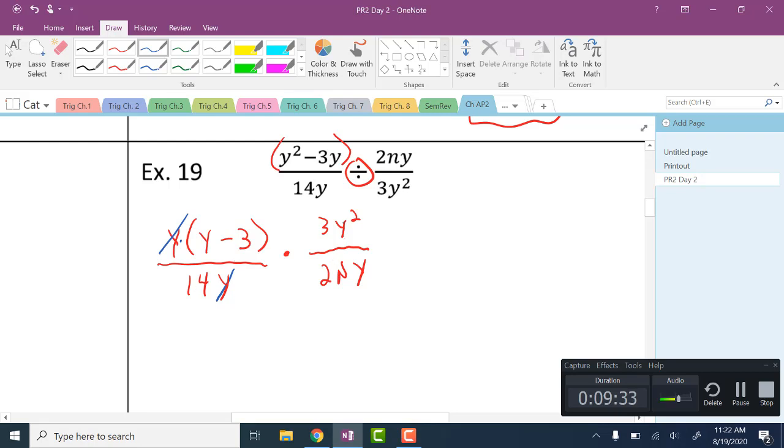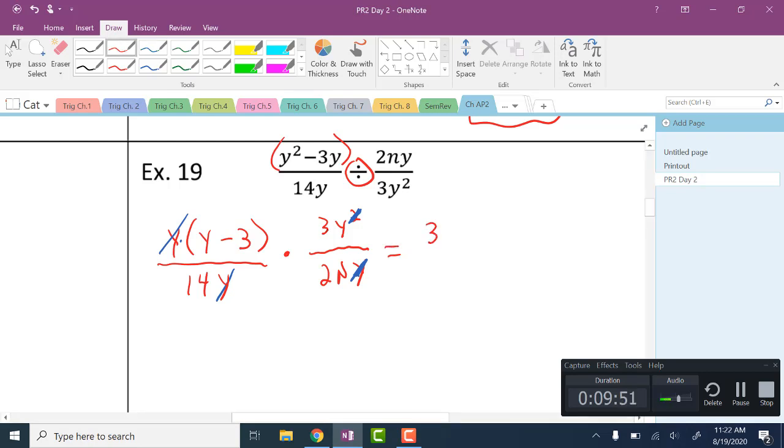I'm wrong. I could take out another y. I'm going to do this. Make that y to the first, because this is y squared over y. One y cancels, so I have a y left over. So I did miss one other possibility. It's okay. I would have caught it if I tried to write the final answer.